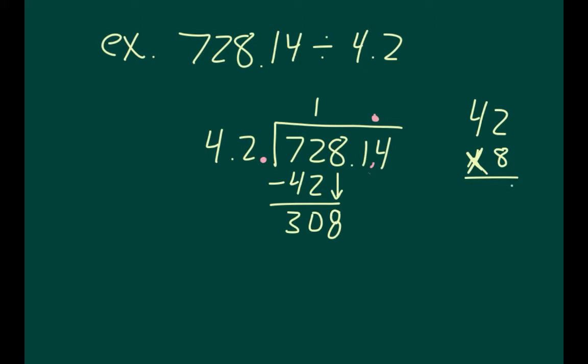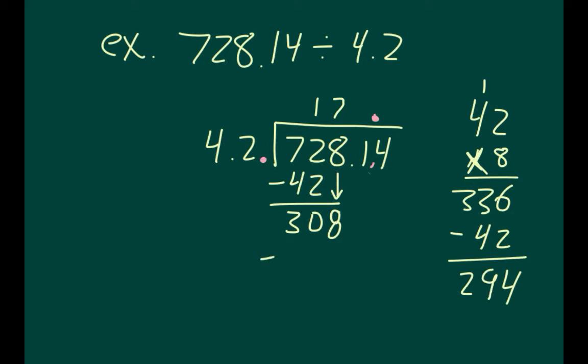So 8 times 2 is 16. Then I have 33. Still too big, isn't it? So if it's not 8, it has to be a 7, right? So I could do 42 times 7, or I could say, all right, 7 is just going to be 1 less than that, 42 less. So I have a 4 and a 290. So you should get that same 294 if you did 42 times 7. And now when I subtract, I have a 4 and a 1. So 14. Now I can copy down my 1.